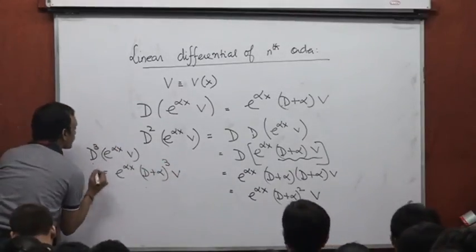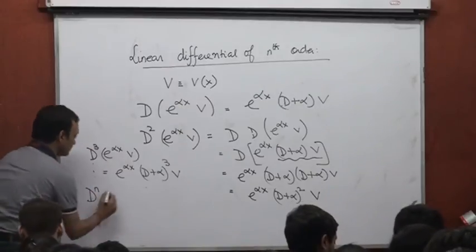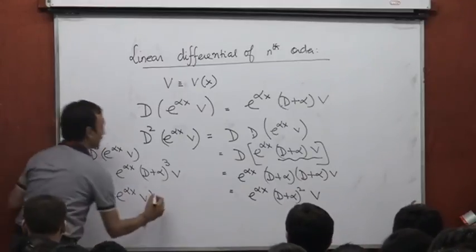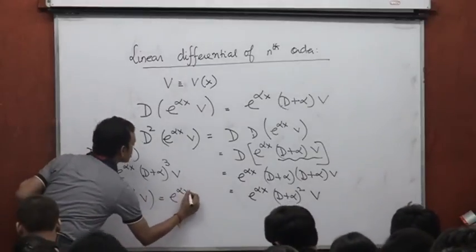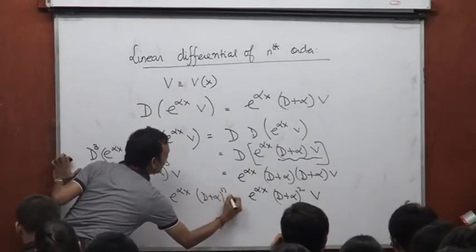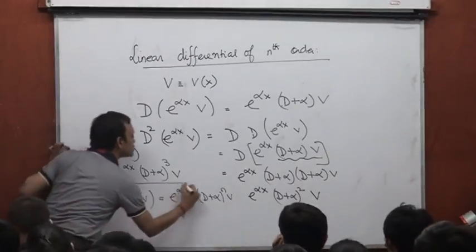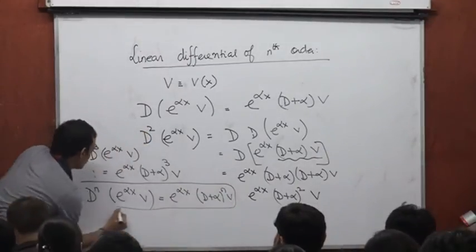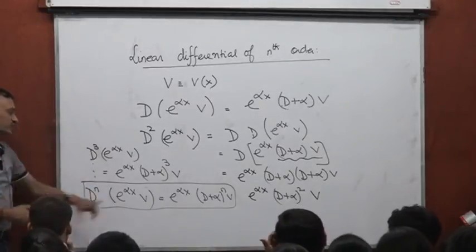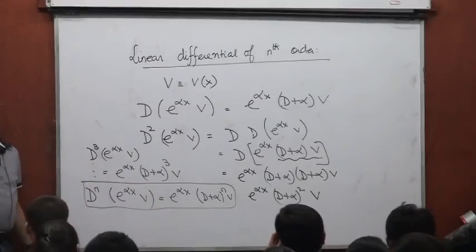Going this way, you're going to get nth derivative of e power alpha x v is like e power alpha x d plus alpha whole power n acting on v. This is the property that I was trying to bring across to you, where v is some function of x. This is the property to be noted.